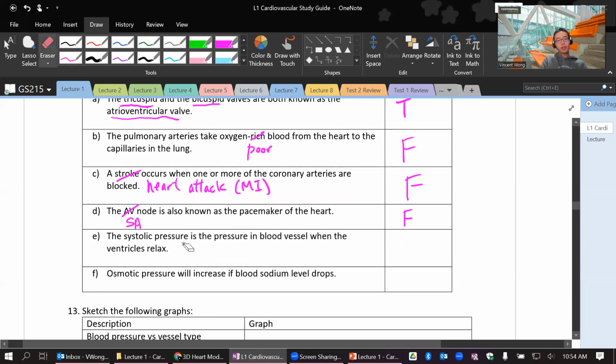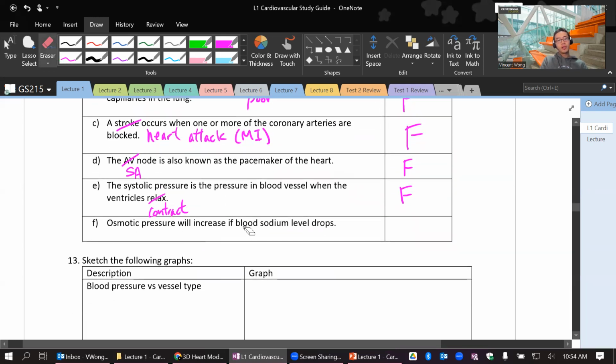The systolic pressure is the pressure in blood vessel when the ventricles relax. That is also false. Contract, right? If it's relaxing, it should be called diastolic pressure.